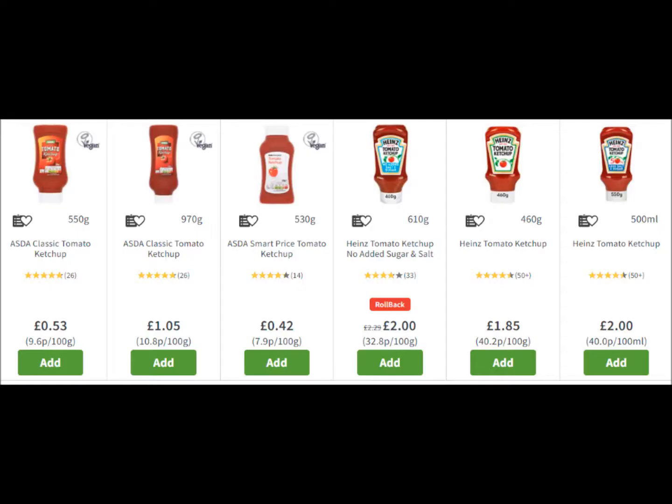The next one that we're going to have a wee look at, we've got some tomato ketchup. Have another wee look which one is the cheapest per 100 grams.